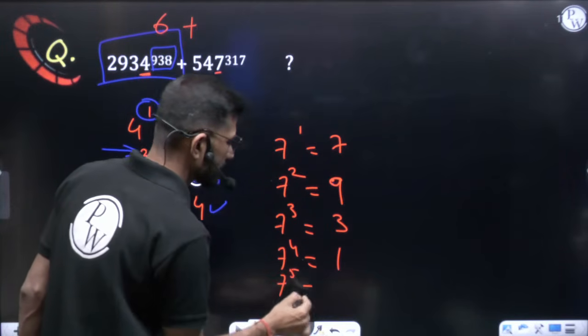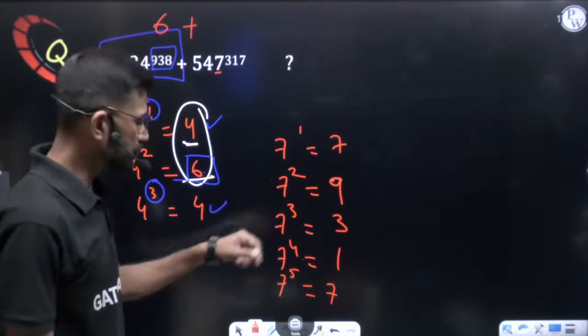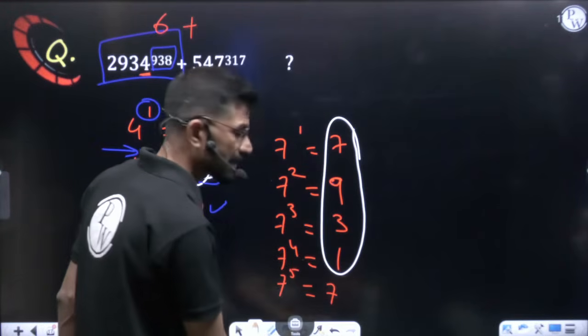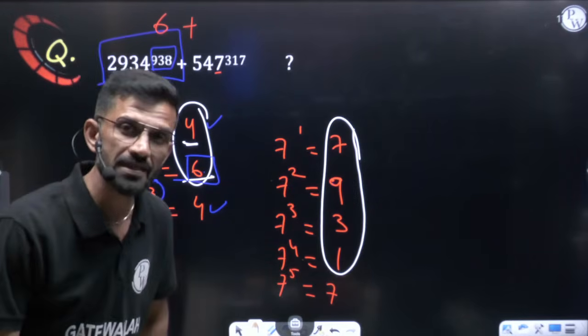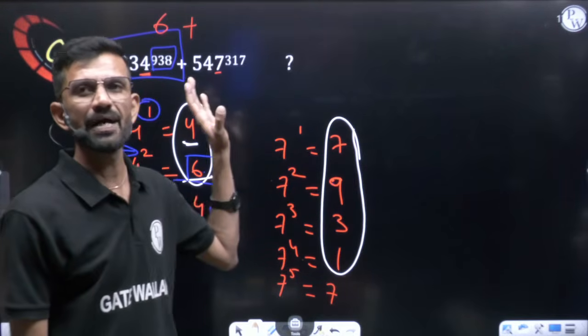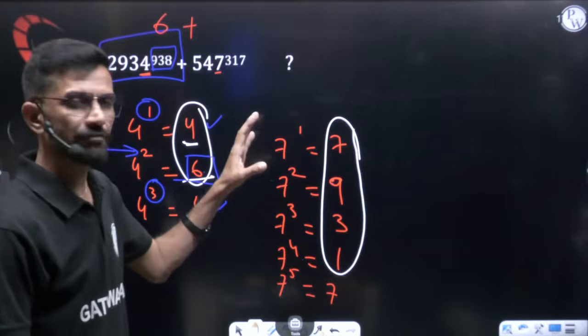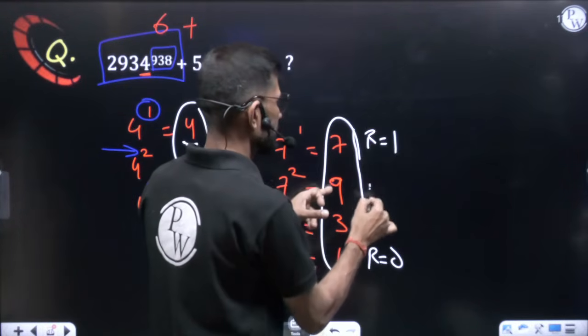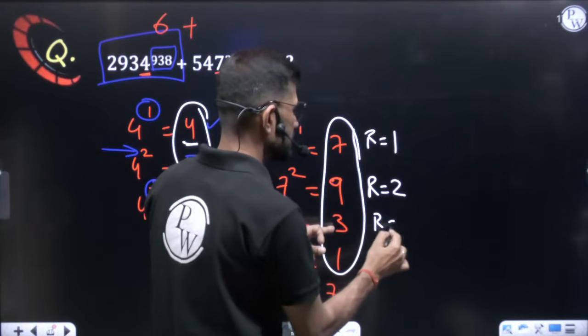7 power 5 is again 7. So here also 4 numbers are repeating: 7, 9, 3, 1, again 7, 9, 3, 1. Since 4 numbers are repeating, the power will be divided by 4. If it is divisible by 4, remainder 0 means the last one; remainder 1, the first one; remainder 2, the second one; remainder 3, the third one.